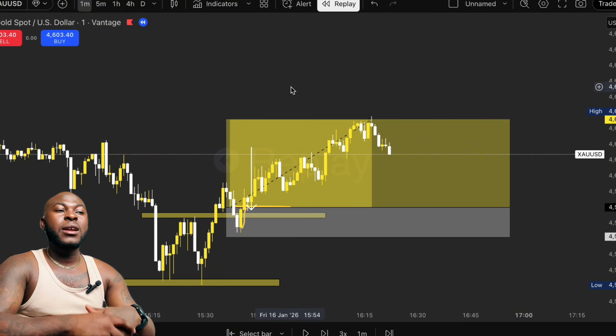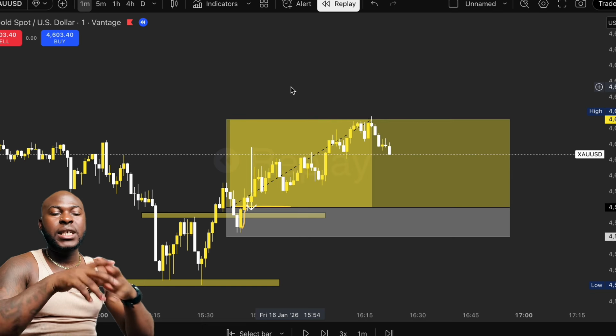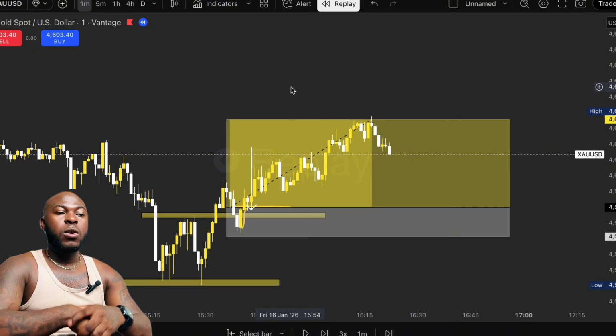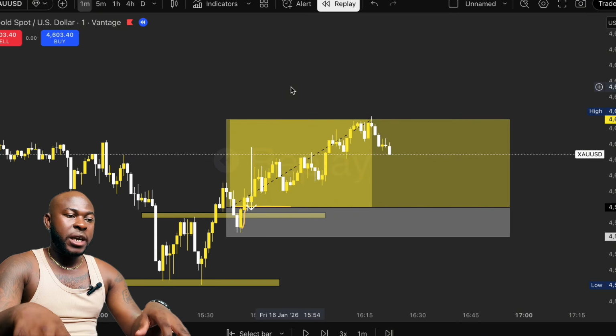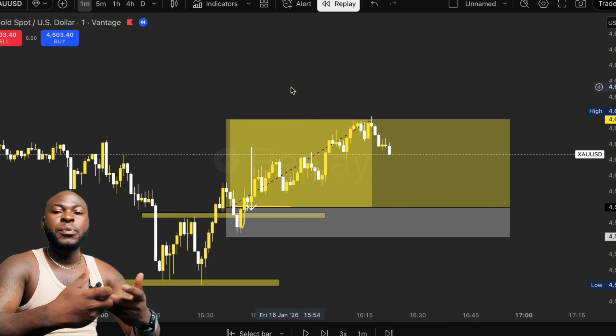And for me, I don't like to be on the chart all the time. I don't take every trade every time, right? I only take a few trades during the day, and I only take A-plus trades. The same trades that I'm sending in the VIP group.